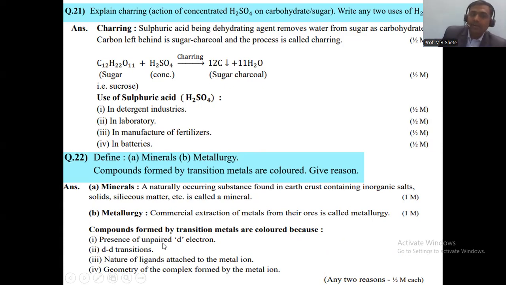Next, the color of a compound depends on different factors. First, the presence of unpaired electrons in the d orbital system. Second, d-d transition from a lower energy orbital to a higher energy orbital, that is from T2g to Eg or Eg to T2g. Next, the nature of the ligand attached to the central metal and the geometry of the complex. This question is from the d-block elements, and the above question is from biomolecules along with the p-block.